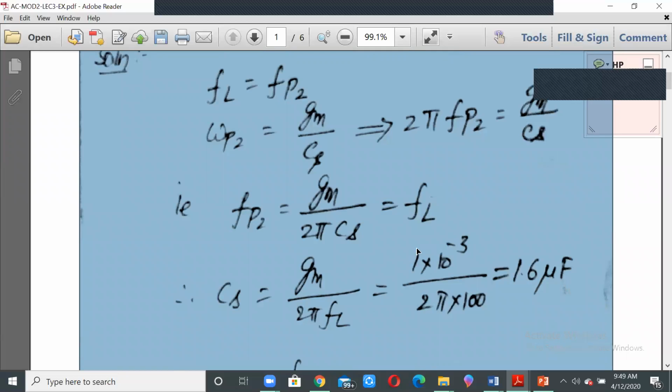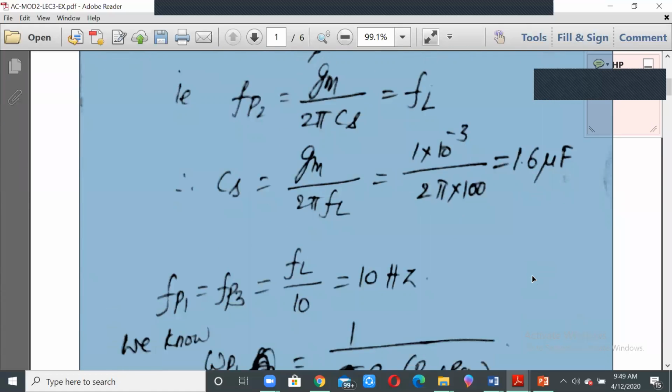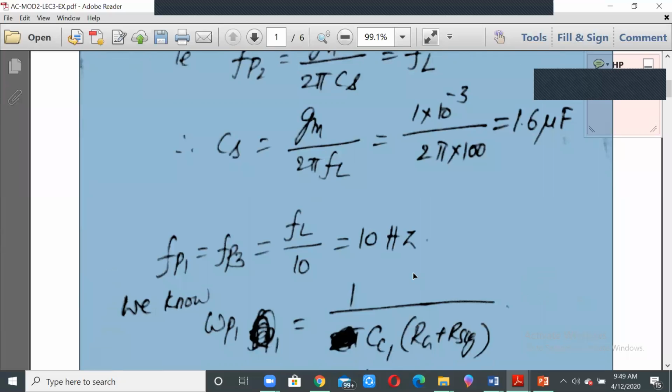CS is equal to gm by 2π fL. So gm is 1 milliampere per volt, 2π into fL is 100, that is fP2, and that will be equal to 1.6 microfarad. So CS we are able to find like this. Then we have also said that the other break frequencies are 1 decade lower. So fP1 is equal to fP3 is equal to fL by 10, that is equal to 10 hertz.